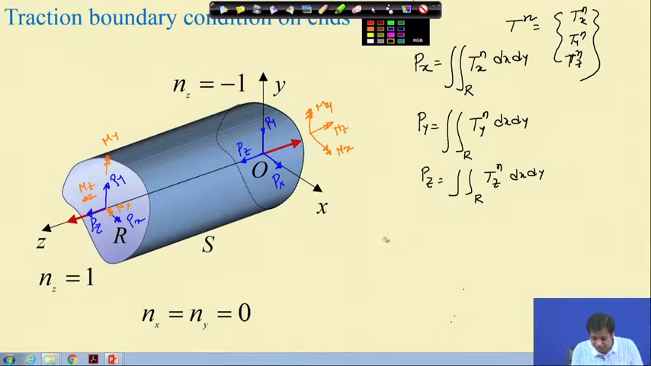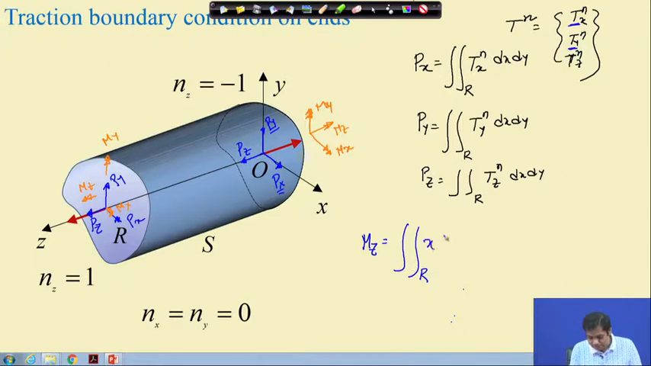Similarly, if I have to write the moment in a particular direction, let us write the expression for moment z. What are the components of forces which will contribute to the moment? Px and Py will contribute, which means Tnx and Tny will contribute. So moment z will be the integration of x multiplied by Tny, the y component of the traction, minus y multiplied by Tnx, the x component of the traction, integrated dx dy over the area. This will be mz.